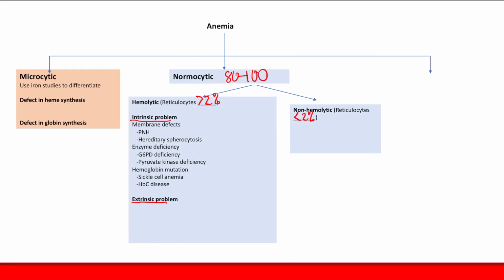For sickle cell disease, you get mutation of hemoglobin A to hemoglobin S. Do you remember the specific mutation? It's glutamic acid to valine. And so you're going to have a lot of problems, which I talked about.